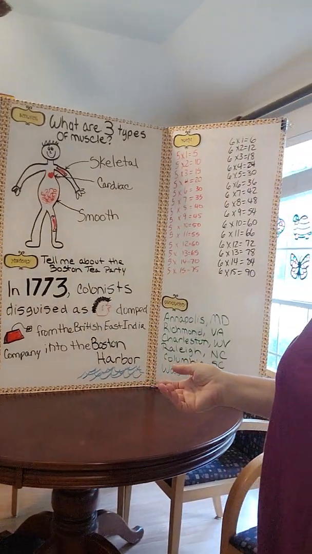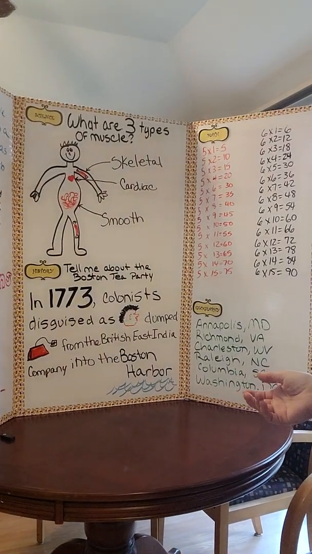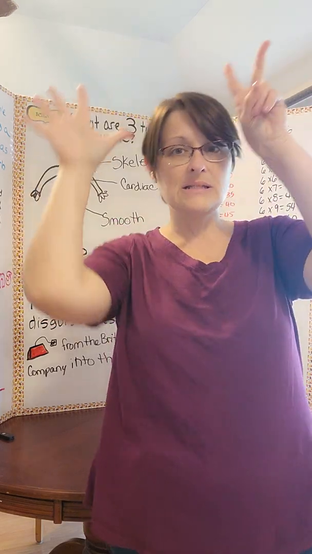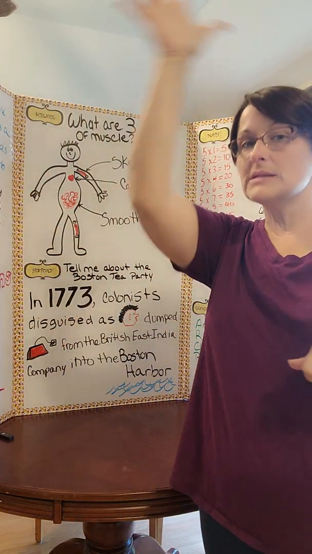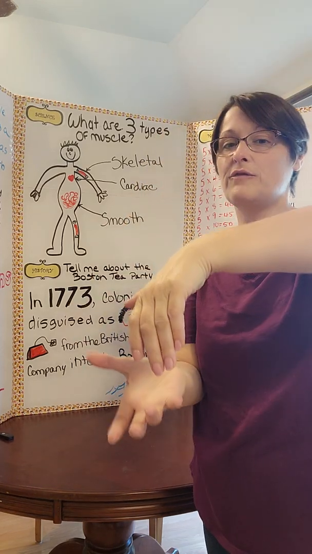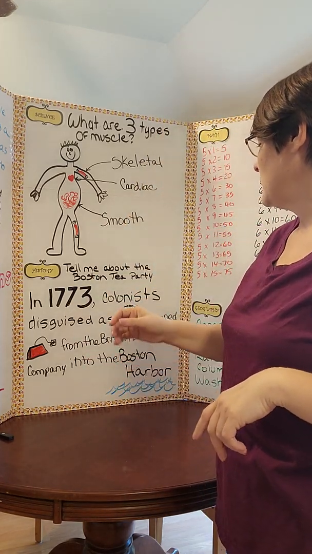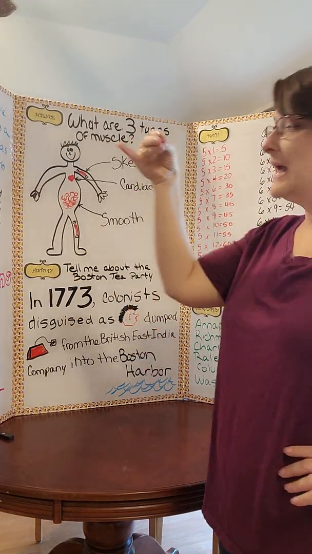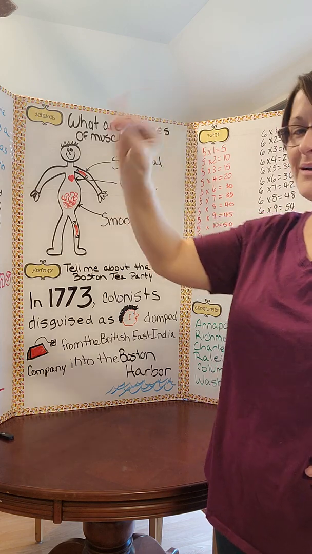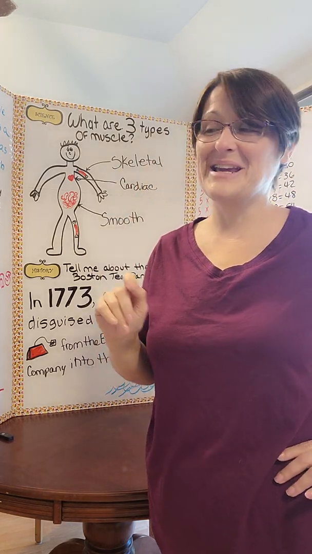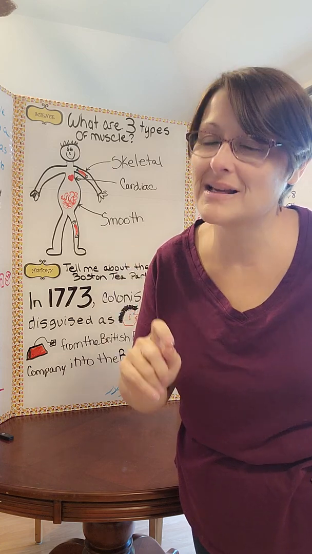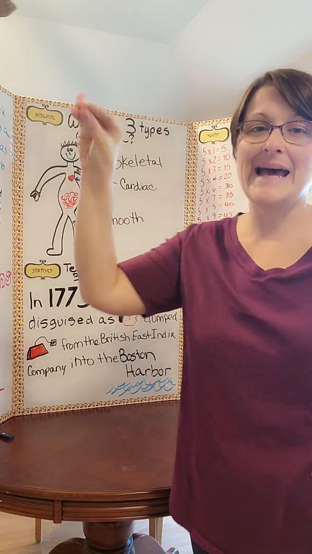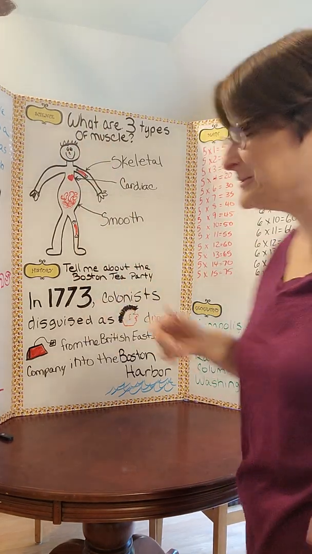And then for history, it was tell me about the Boston Tea Party. So you make a 7 for in 1773, colonists disguised as Mohawks dumped tea from the British East India Company. And then we did our little English teacups with their finger out into the Boston Harbor. And the kids did not like it. They kept telling me it isn't harbor, we live in Texas, it's harbor. But I made them do it anyway. Into the Boston Harbor. You know, like the harbor.